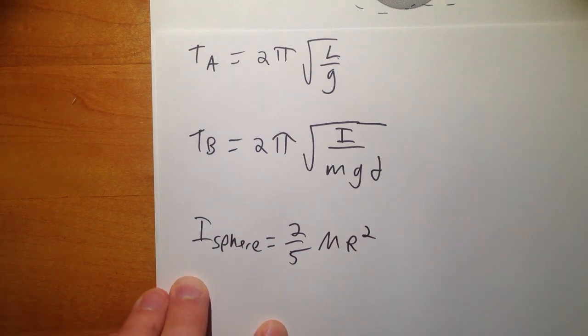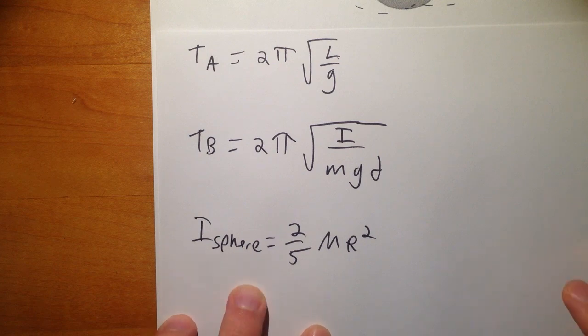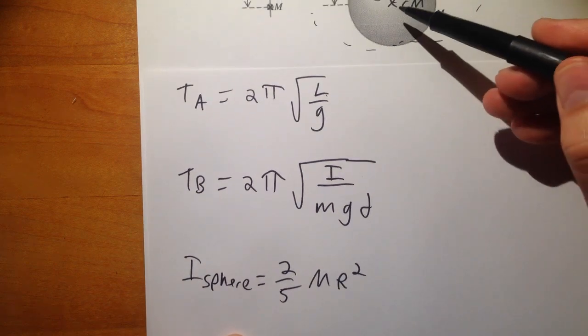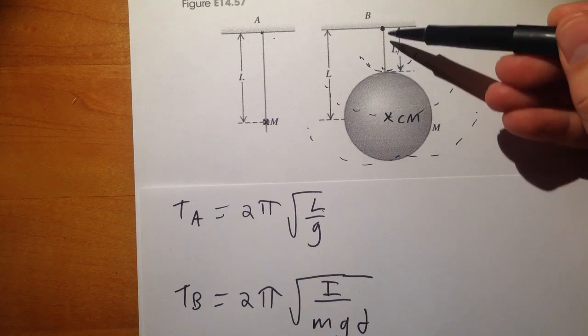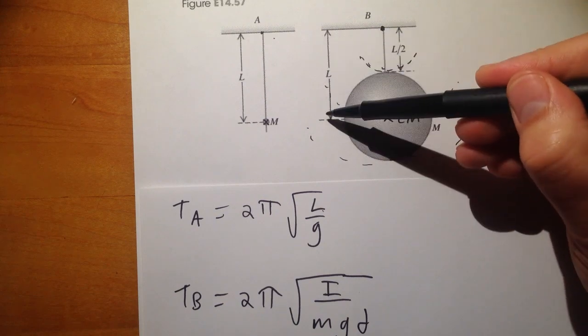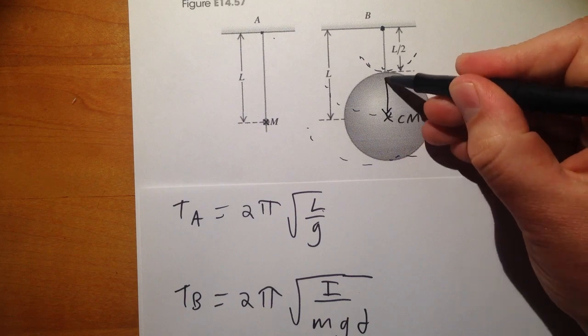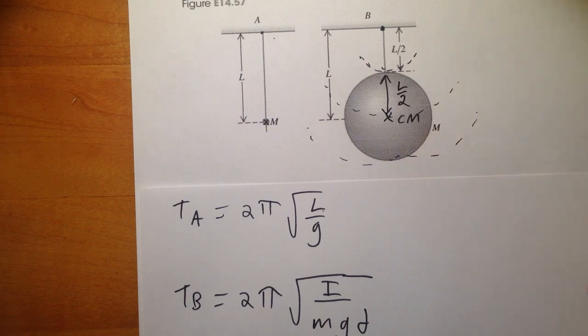That's for a solid sphere. Okay, and in this case, what is the radius of the sphere? Well, I can see that this distance is L over 2, and this distance is L, so it must be that the radius, or this distance, is also L over 2.